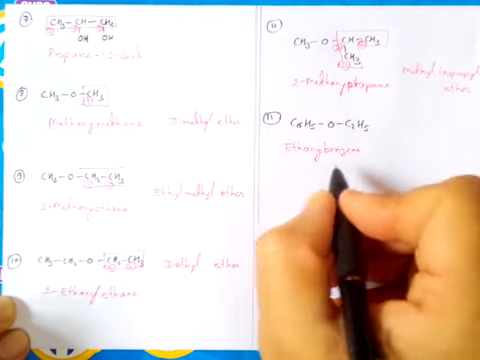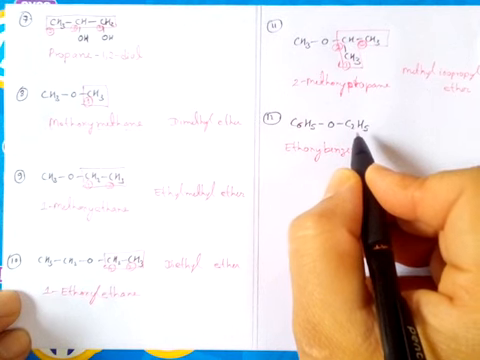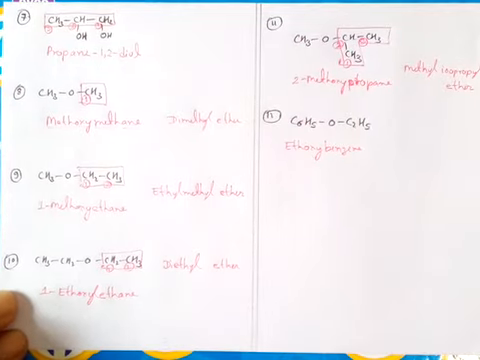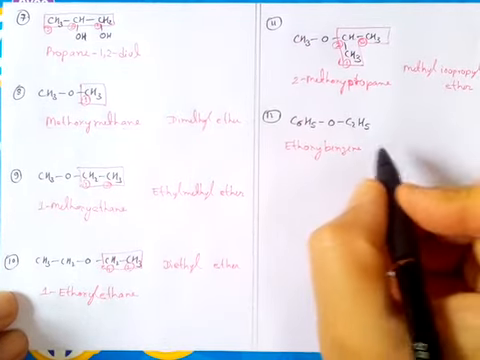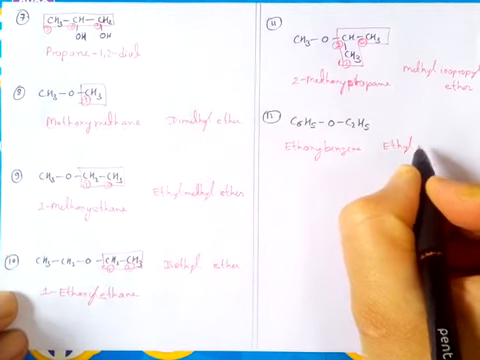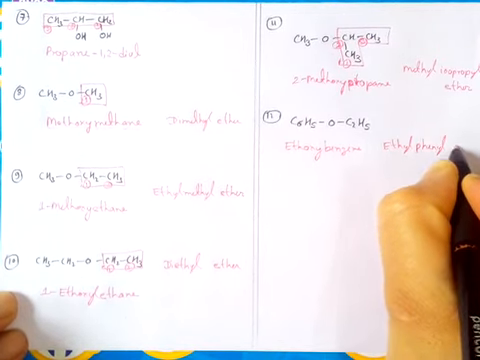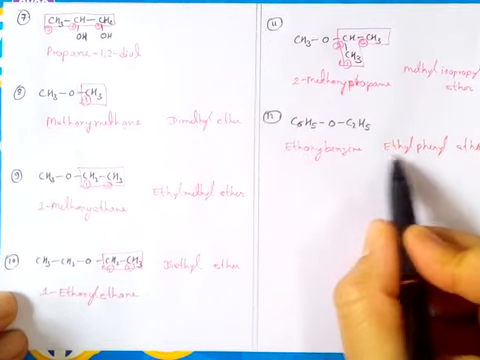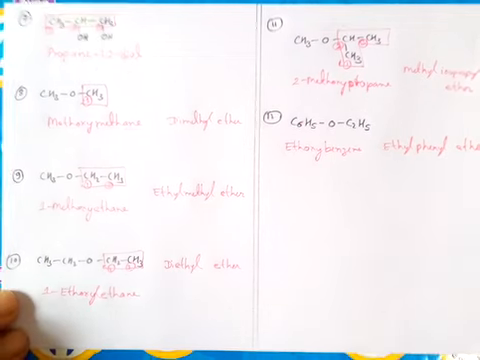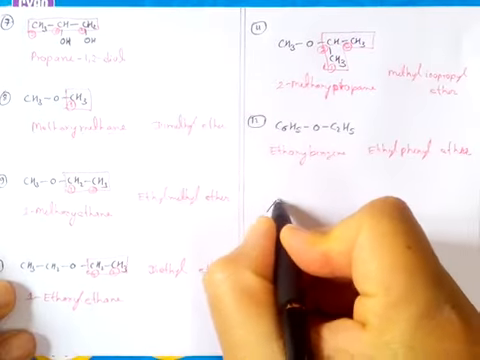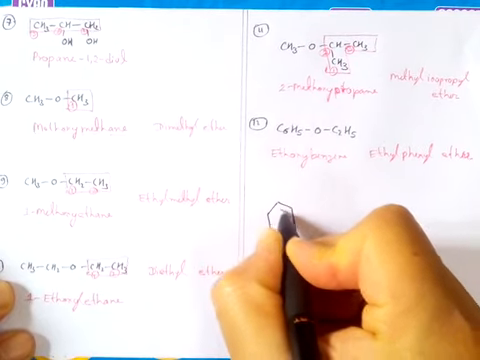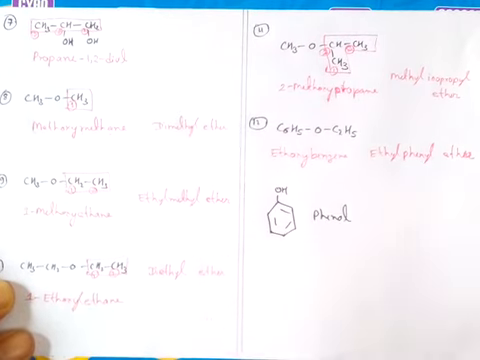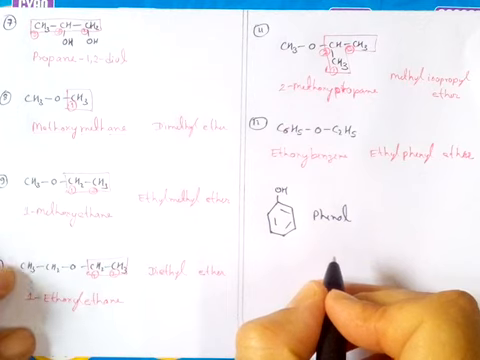Now what will be its common name? Its name will be ethyl phenyl ether. Okay, ethyl phenyl ether. So in the common name it is written as phenyl, ethyl phenyl ether. Now we know this thing, so this is our benzene ring. Okay, if it has an OH, then it is called phenol. Common name is also phenol, IUPAC name is also phenol.